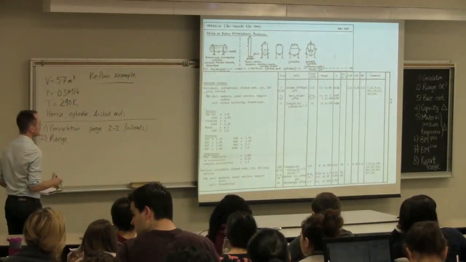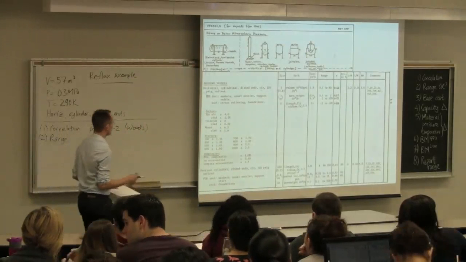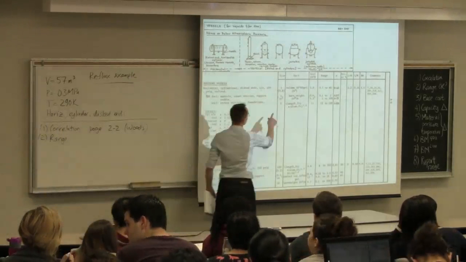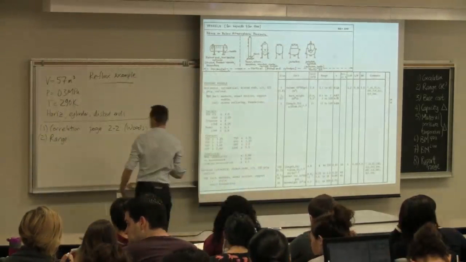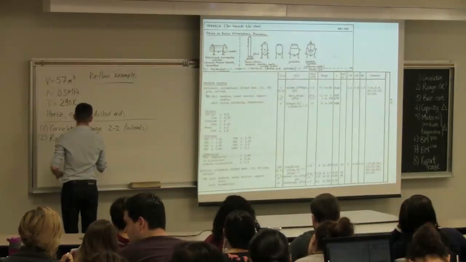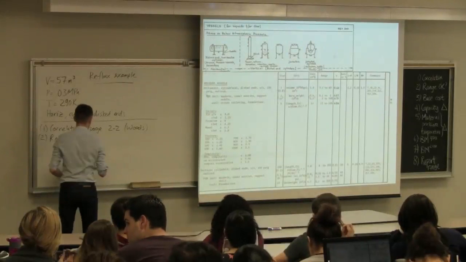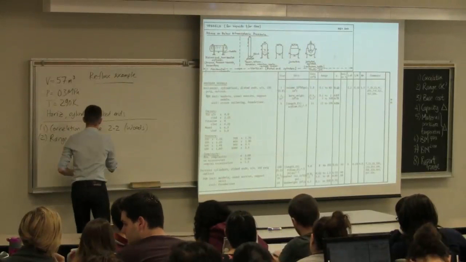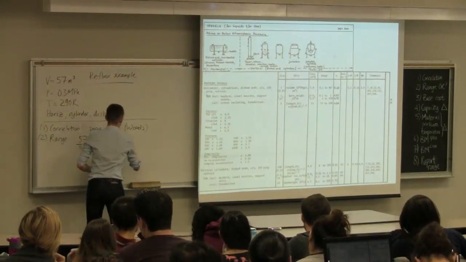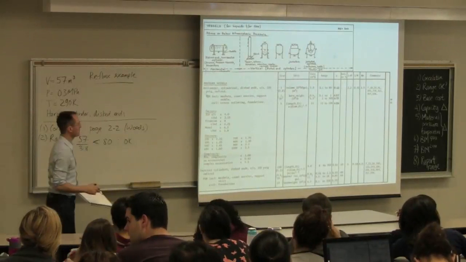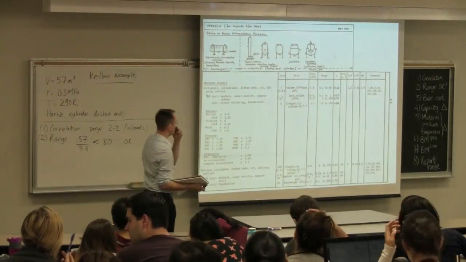So let's check if our range of correlation is valid for us. The base case is 3.8. We've got a unit of 57 meters cubed. So 57 divided by 3.8 gets you a number that's less than 2. So we're okay to use that correlation. Correlation is valid at 3.1.